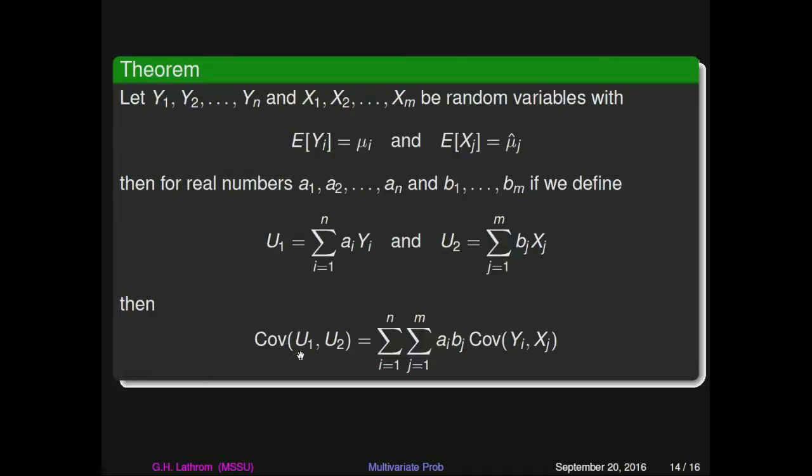And if we look at the covariance of these two new random variables, U sub 1 and U sub 2, again that's going to be a sum over all possible i's and j's of a sub i times b sub j times the covariance of Y sub i and X sub j. So again, how do you come up with that? It's really nothing more than writing our definitions of covariance in terms of the sums, expanding the differences, and applying linearity properties. So again, that's a good exercise. I encourage you to take the steps through that and verify that theorem for yourself.